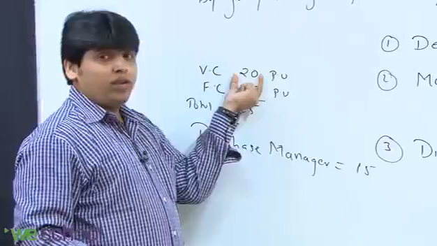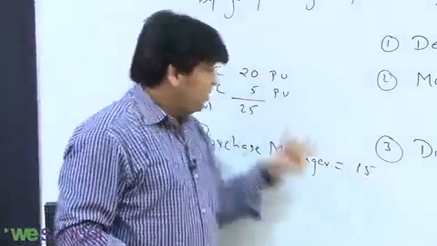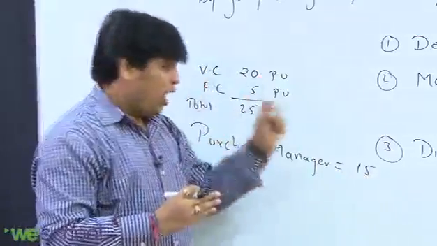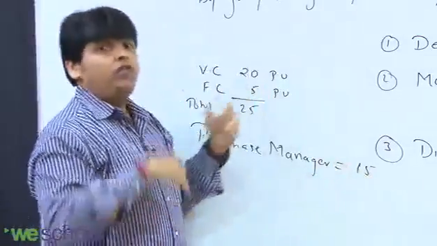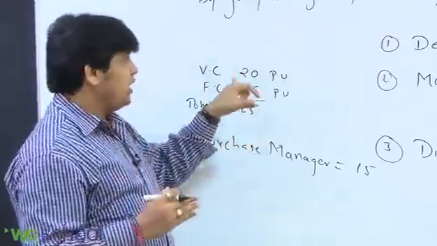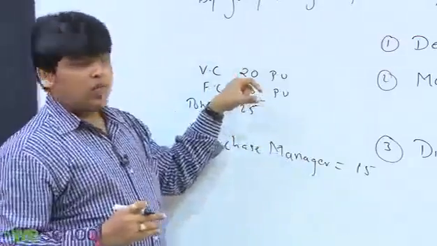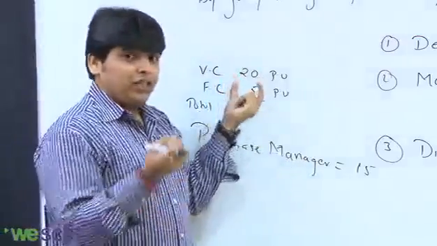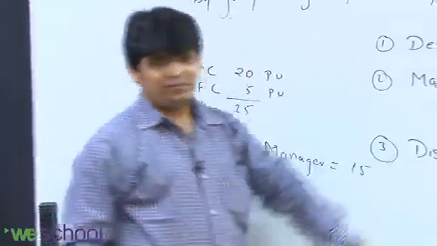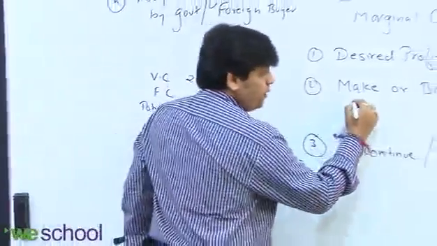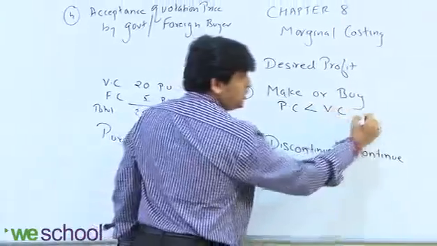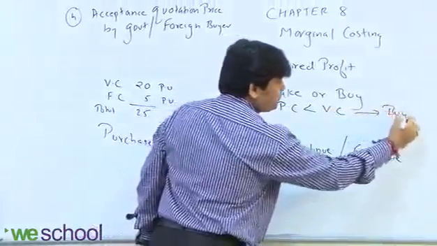Because the production cost is 20 whereas the buying cost is 15. Fixed cost will be common. Whether you produce or not, fixed cost will be there, so after buying also you have to pay this fixed cost. So your pure decision will be taken on the variable cost. If variable cost is more than the purchase cost, your decision is to buy. If purchase cost is less than the variable cost, we will buy.